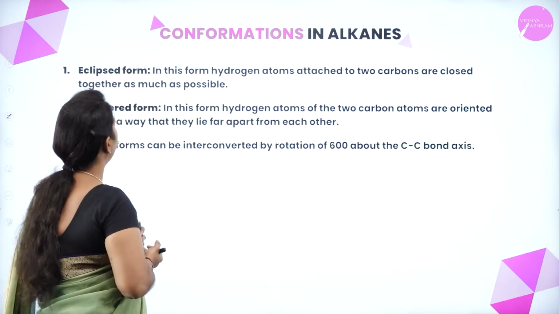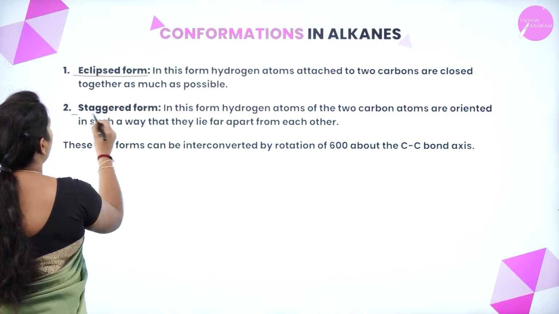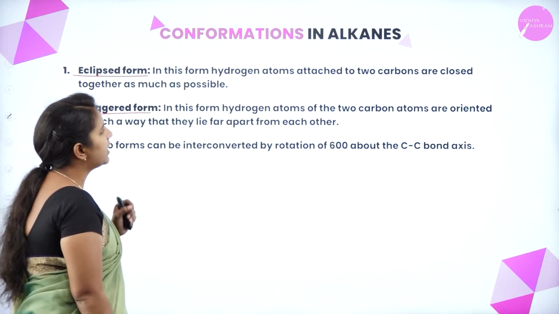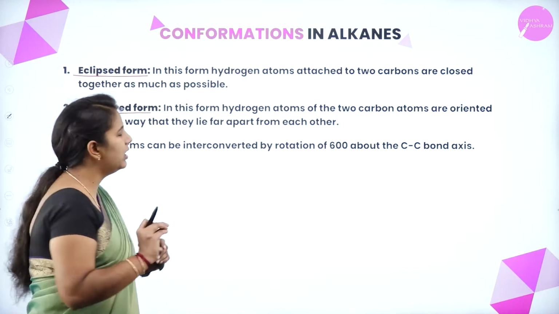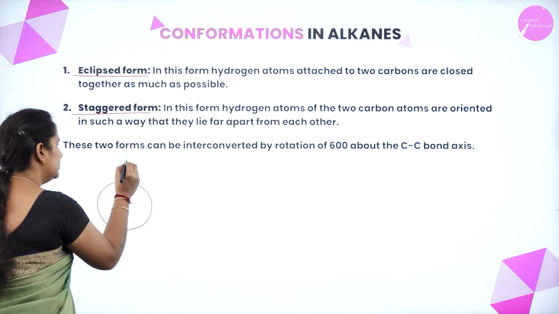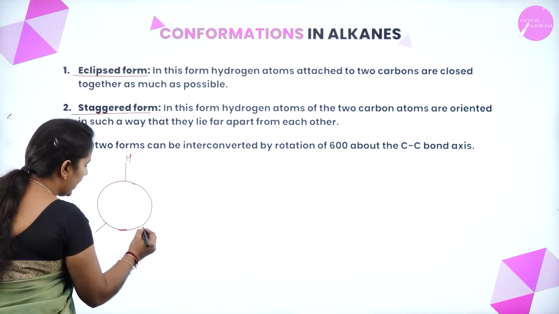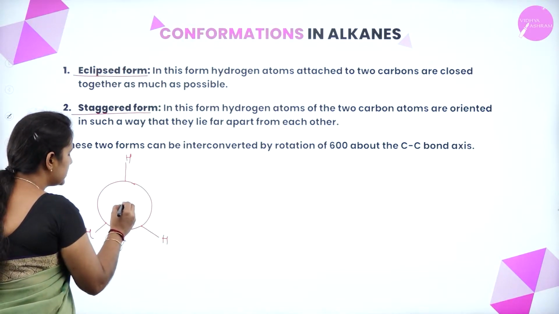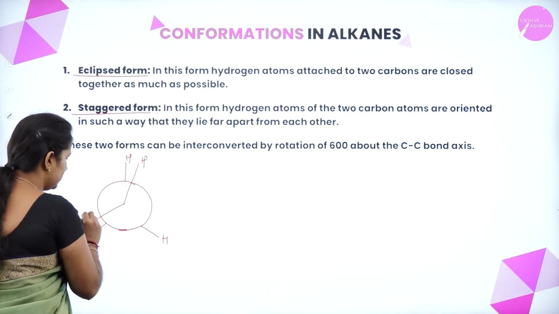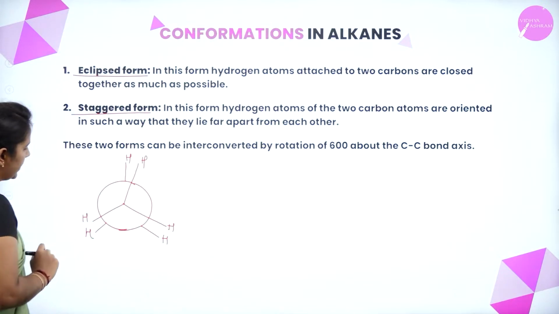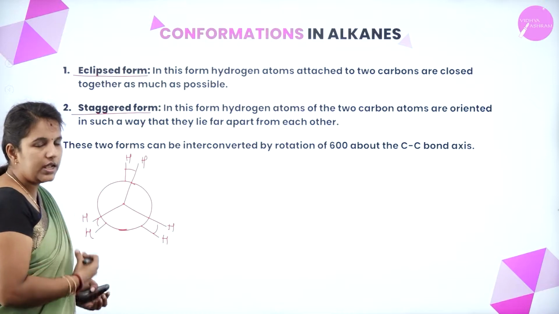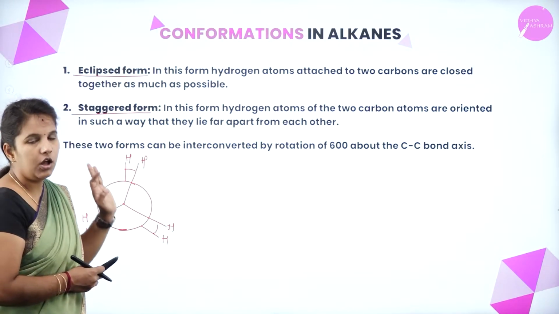So I'll explain in detail the eclipsed as well as the staggered conformation. So what is the eclipsed conformation or form? In this form, hydrogen atoms attached to the 2 carbon atoms are very close to each other. For example, if you take ethane, I have written that this is a carbon atom which has 3 hydrogen atoms, and there is one more carbon atom which has 3 hydrogen atoms. You can see that the hydrogen atoms are very close to each other.